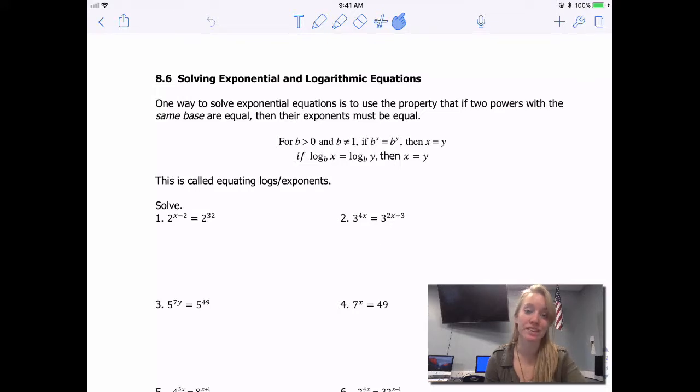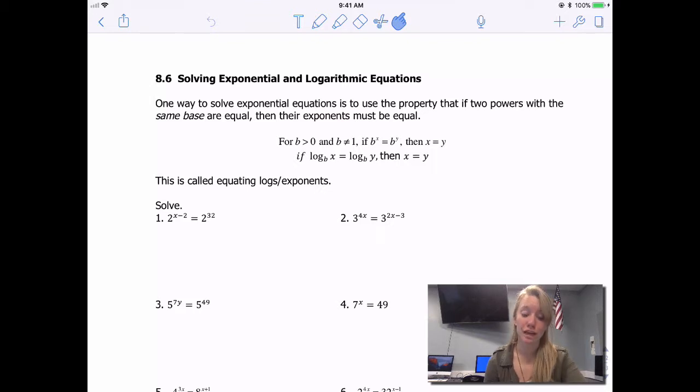Today we're doing 8.6, which is the last section in Chapter 8. Today we're going to be talking a lot about solving equations that have both exponentials and logarithms in them. There are really two big ways of solving with exponentials and logarithms. The first is by looking at the bases, so we'll do that for the first page of our notes. And the second is by using order of operations backwards, PEMDAS backwards, and the fact that logs and exponentials are actually inverses of each other, so they undo each other.